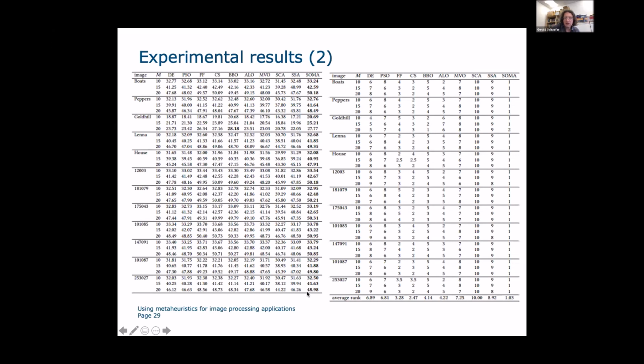So these are the results on the images in terms of the objective function, in terms of the fitness function. And here we've used SOMA, the SOMA algorithm that's in the last column. And we've compared SOMA to something like 10 other metaheuristics. So here we have DE, that's differential evolution, PSO is particle swarm optimization, FF is Firefly algorithm, CS is Cuckoo search, and a couple of other, more recent ones. So we're basically interested in using SOMA and also seeing how well it performs against other techniques.